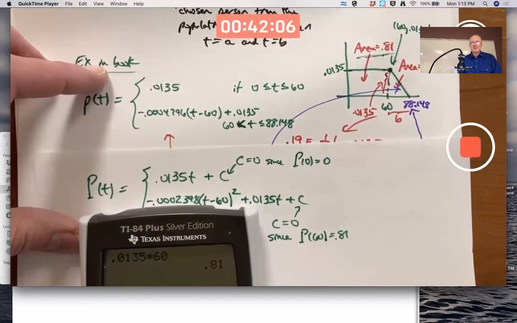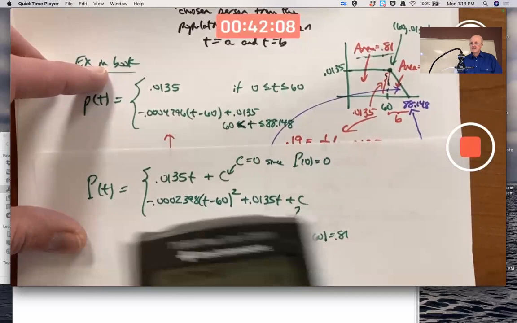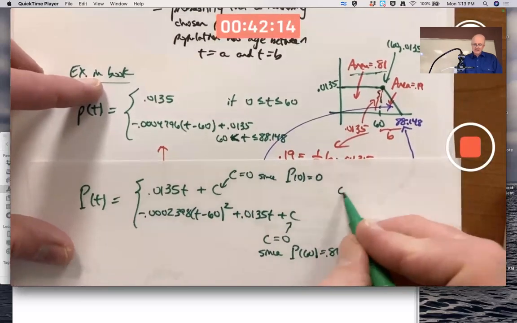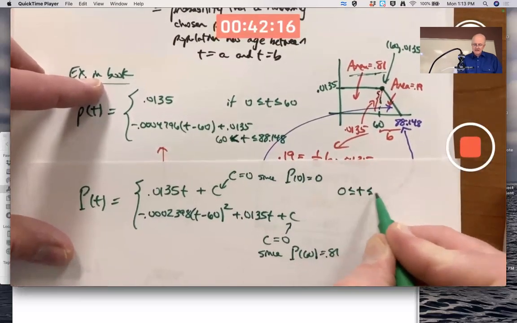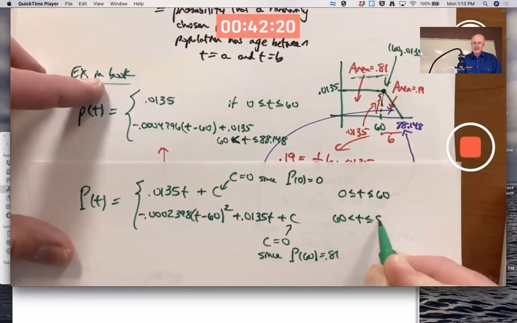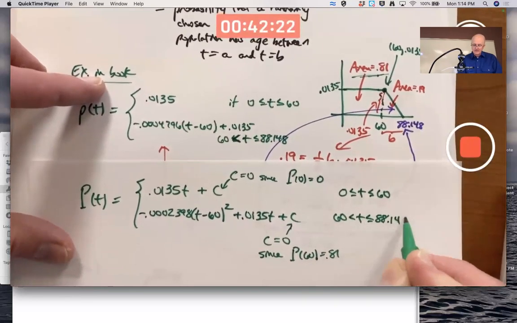Check it if you're falling asleep. Check it after class. You'll see it works. This first case is if t is between 0 and 60. Second case is if t is between 60 and 88.148.